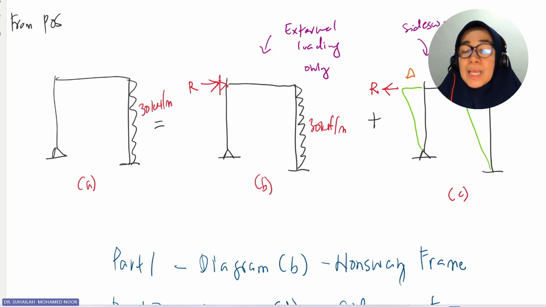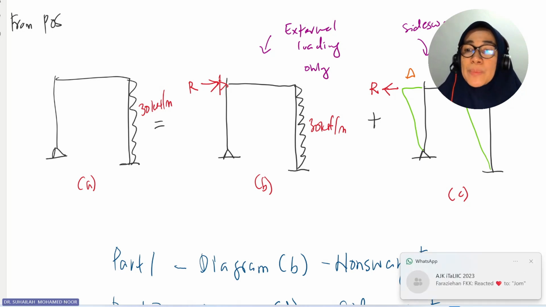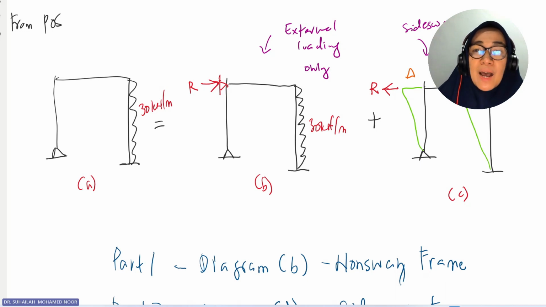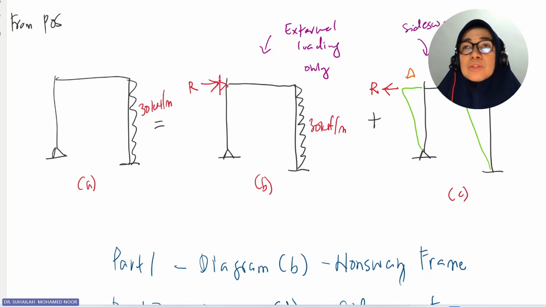That is why, when we have R that occurs from the artificial pin support, and R is in the right direction, we have to have another R which is opposite. So positive R plus negative R gets back to zero.